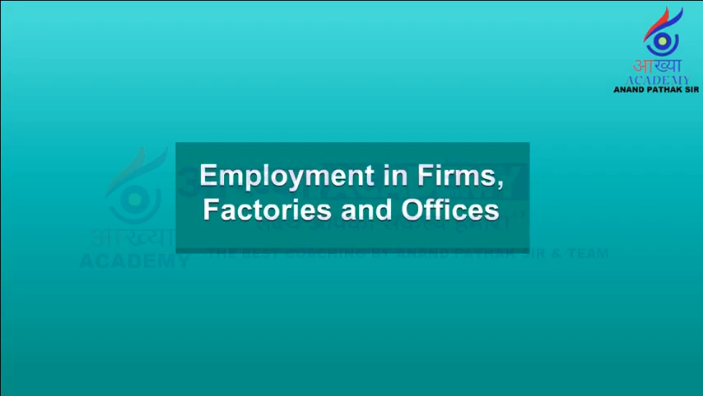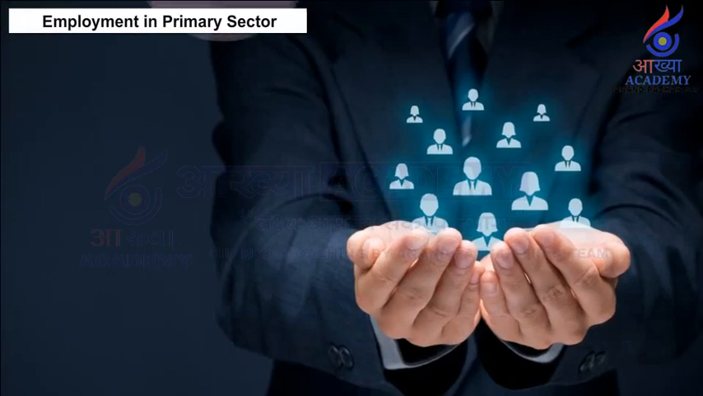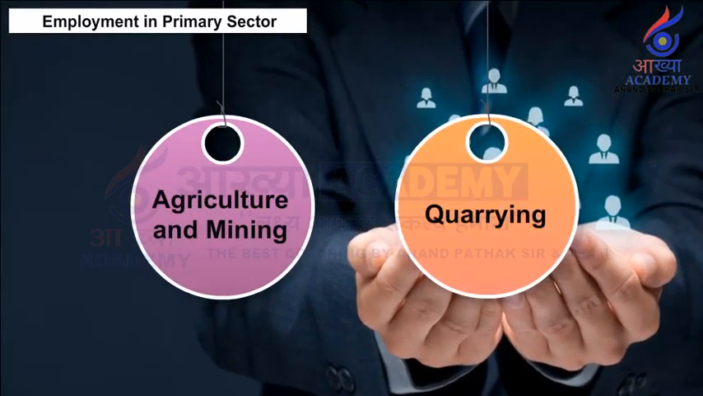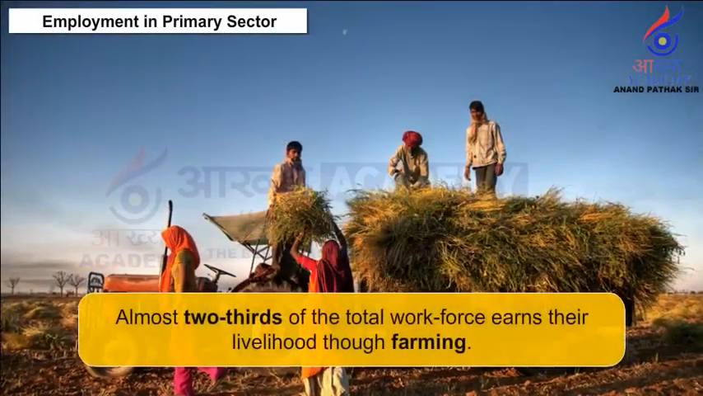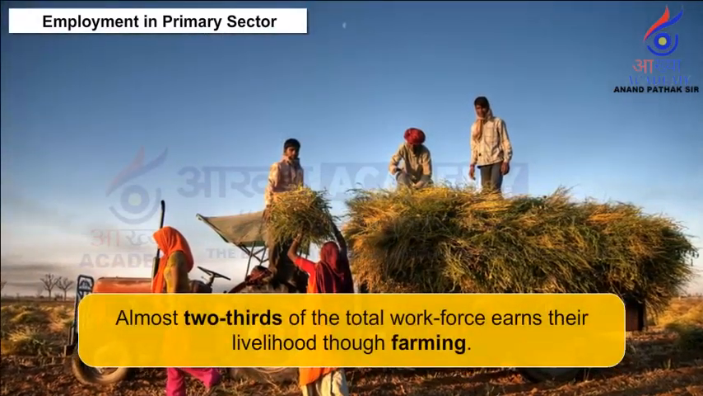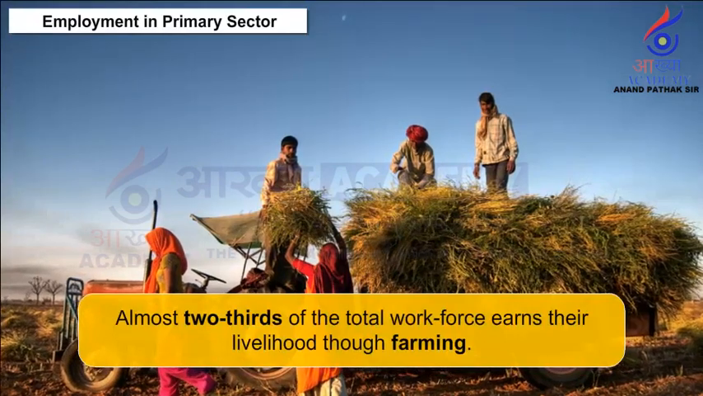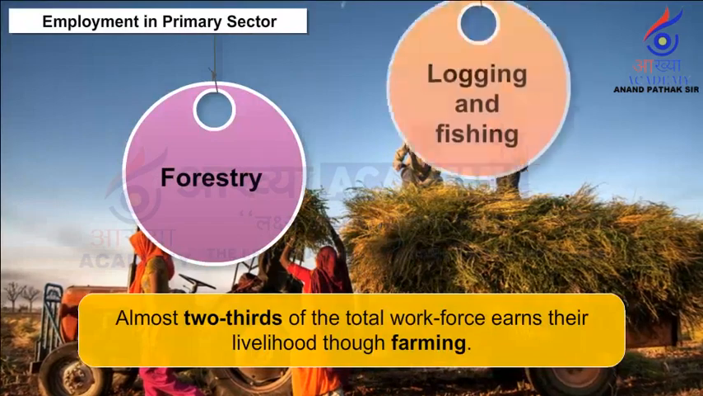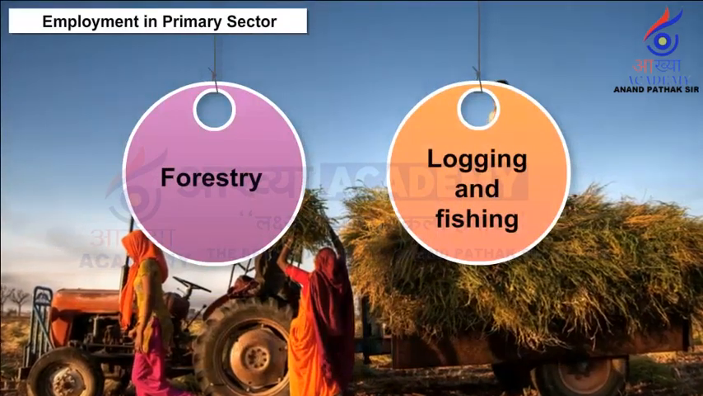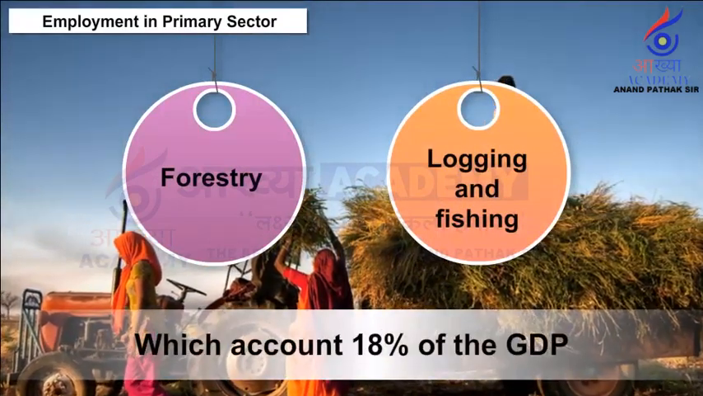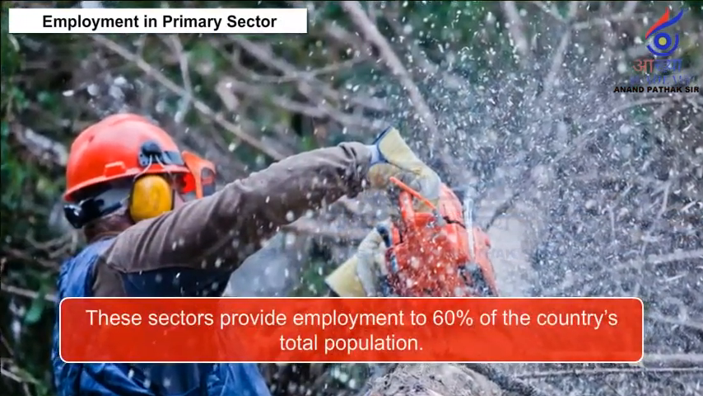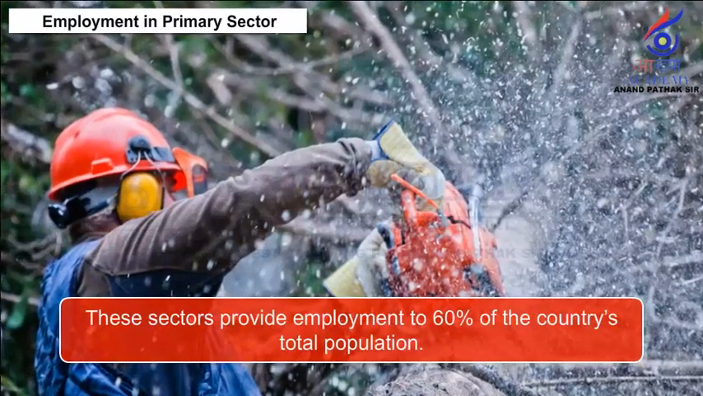Employment in firms, factories and offices. In the primary sector, agriculture and mining or quarrying are the prominent economic activities. Almost two-thirds of the total workforce earns their livelihood through farming and other allied sectors like forestry, logging and fishing, which account for 18% of the GDP. These sectors provide employment to 60% of the country's total population.